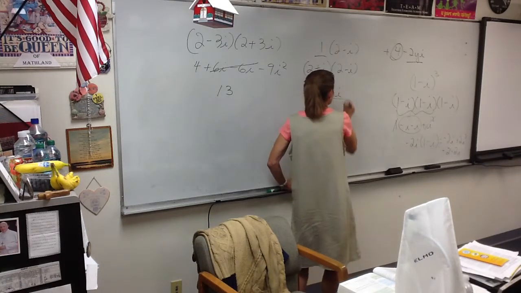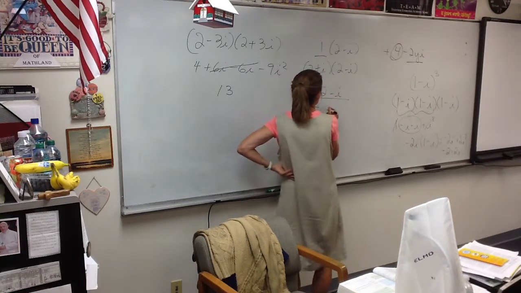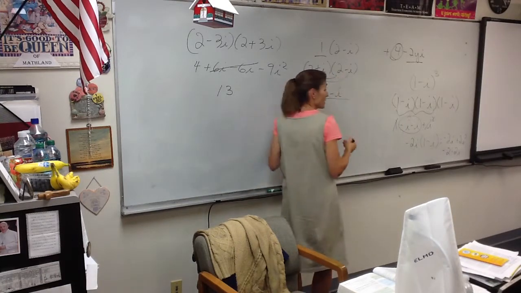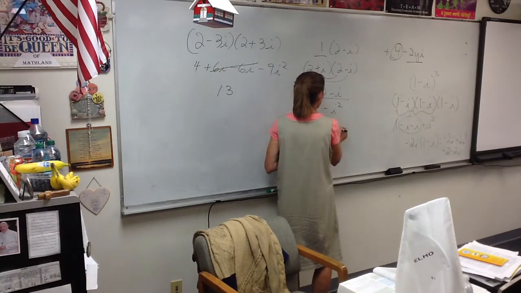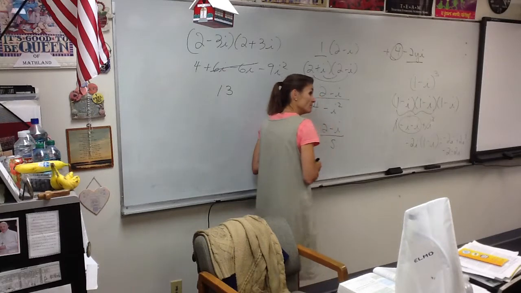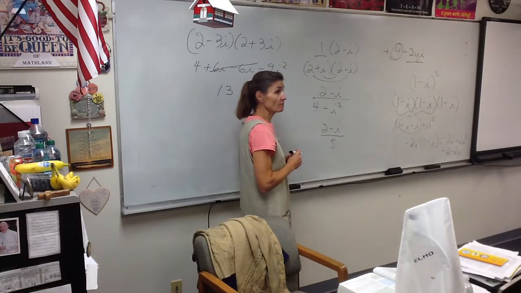So the numerator will be 2 minus i. And then I'll FOIL the bottom, so I get 4. These are going to cancel, that's why I do it minus i squared. So I get 2 minus i over 5. Because it's minus i squared, that would be negative 1, which is positive 1.